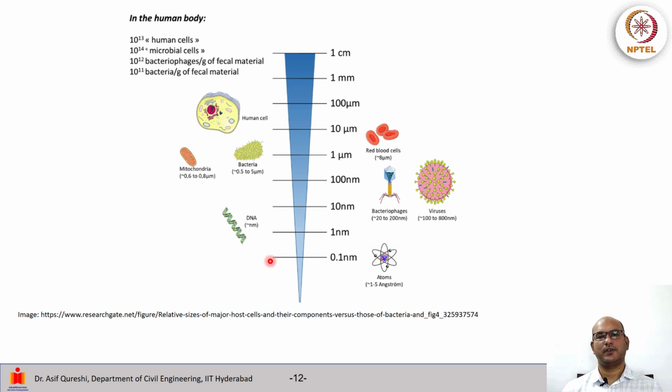Again, this is another way of illustrating. So the atom is 0.1 nanometer, DNA is around 1 nanometer, our viruses, bacteriophages will be around 10 to 100, bacteria around 1 micrometer, then the human cell is around here, and the red blood cell around 10 micrometer. As a comparison, there are 10 to the power 13 human cells in the body, 10 to the power 14 microbial cells, 10 to the power 12 bacteriophages in 1 gram of fecal material, 10 to the power 11 bacteria in 1 gram of fecal material. So we are just trying to get a magnitude of the scale.